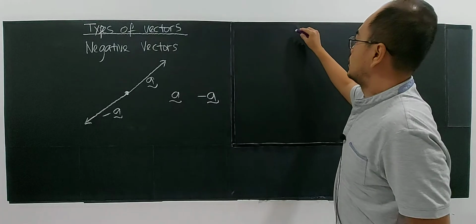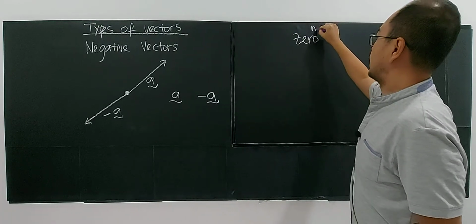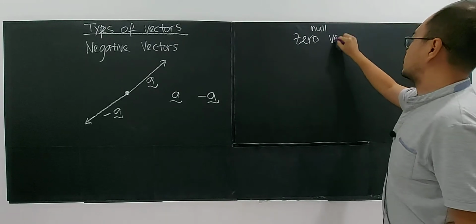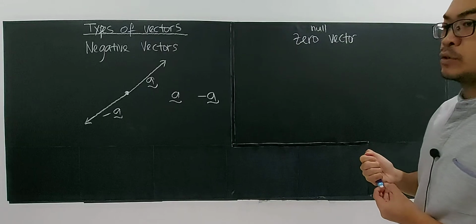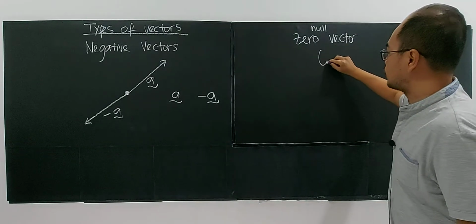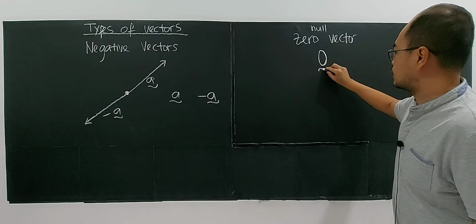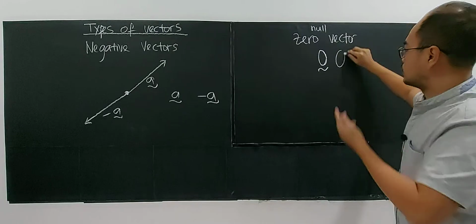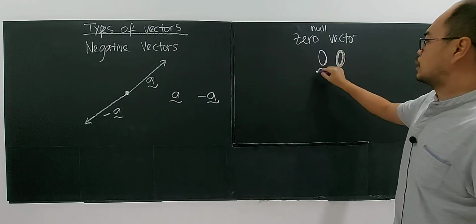Now, another one is the null vector, or we say zero vector. What is a zero vector? There is only one zero vector. We write it in this form, zero vector, or bolded.